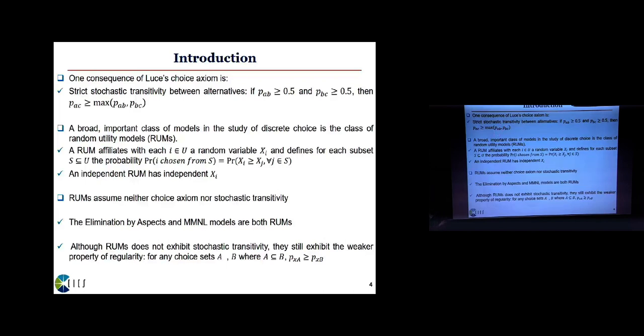A broad, important class of models in the study of discrete choice is the class of RUMs, or random utility models. It affiliates with each i as a member of the broader universe U a random variable X_i, and it defines the probability of i chosen from S as the probability of X_i greater than or equal to X_j for any j as a member of S. RUMs assume neither the choice axiom nor stochastic transitivity.